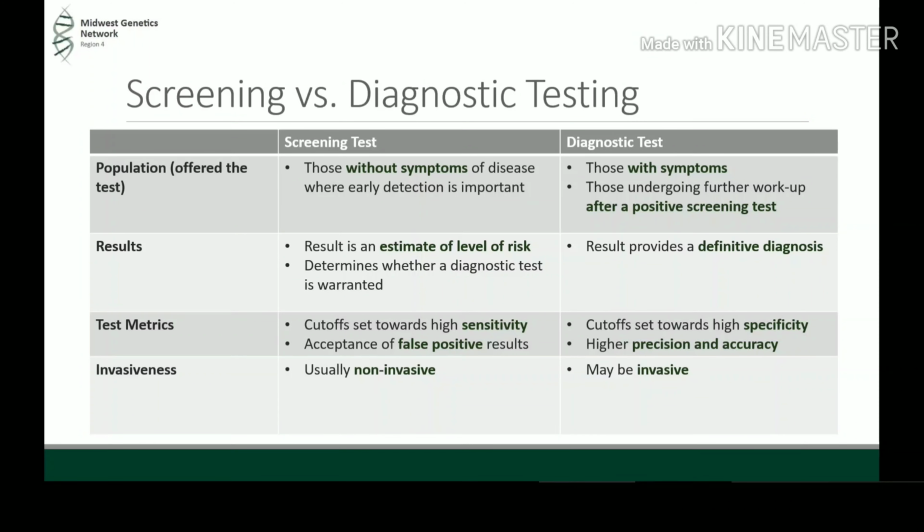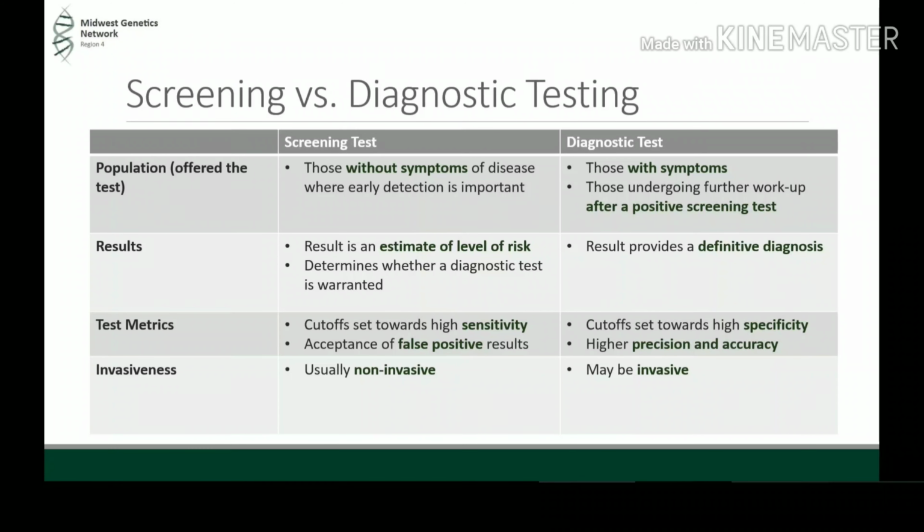So we've talked really briefly about the criteria that disorders must meet for inclusion in population-based screening, but here we want to talk a little bit more about the characteristics of screening tests in general and how they compare and contrast to diagnostic tests. So this table shows some key differences between screening and diagnostic tests. As you can see, screening tests are typically offered to a large non-symptomatic or asymptomatic population, and thus are really only able to provide an estimate of the level of risk an individual has of being affected.